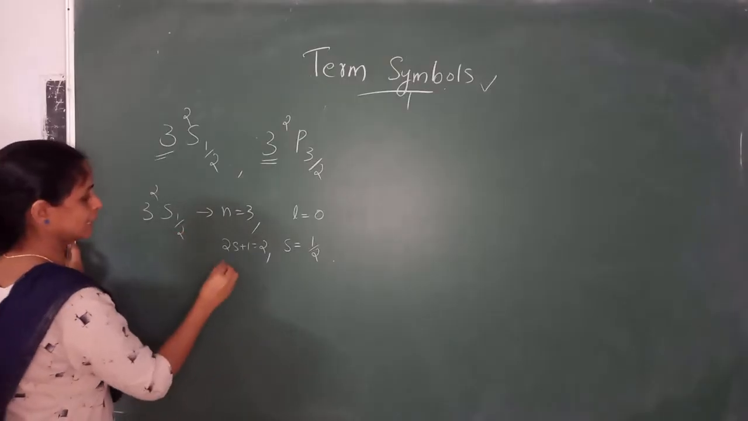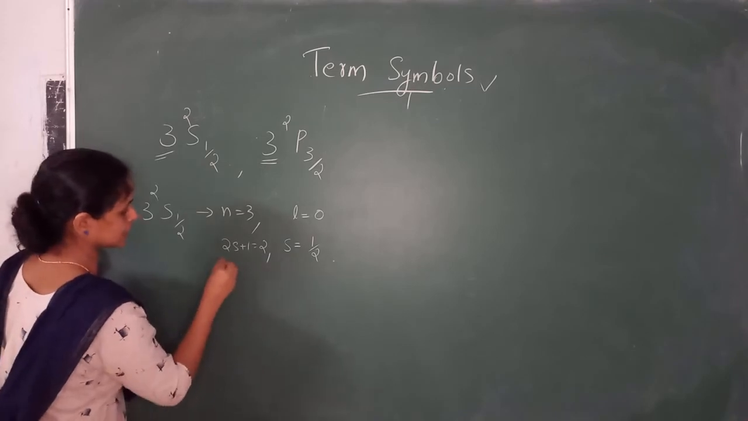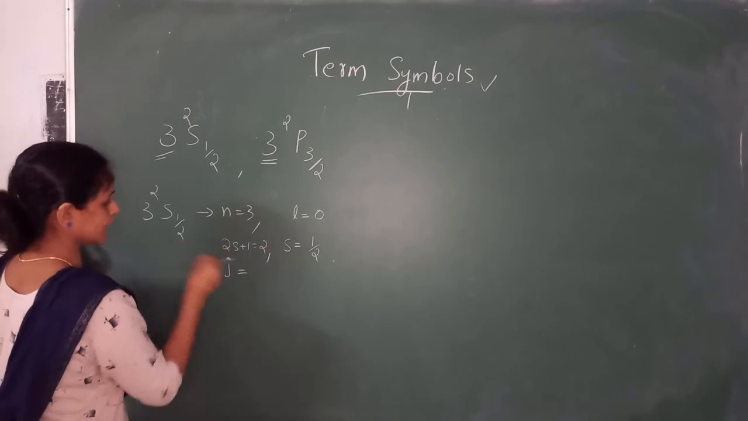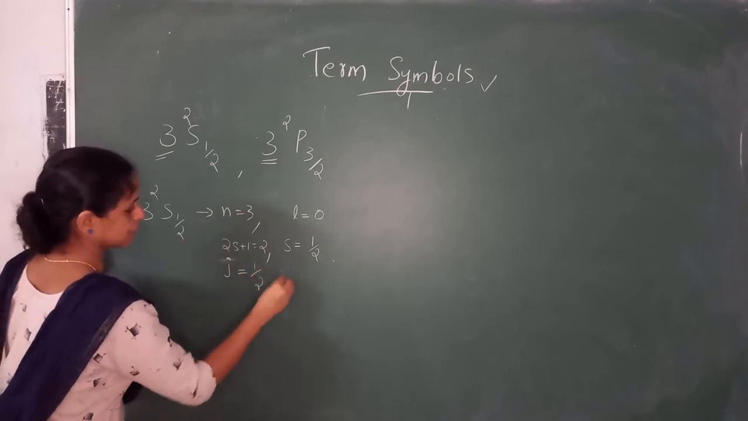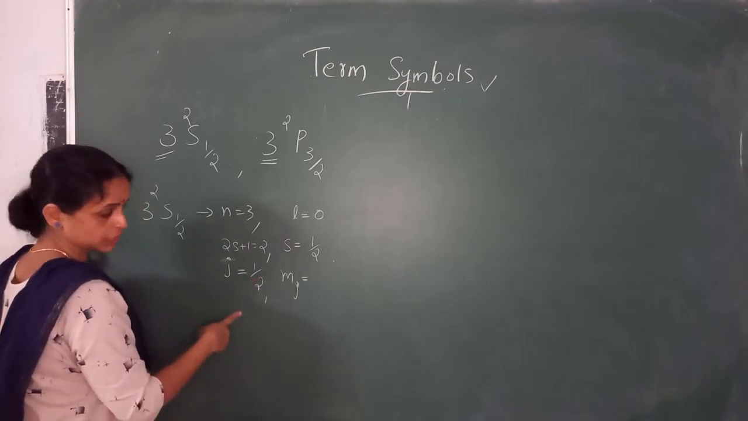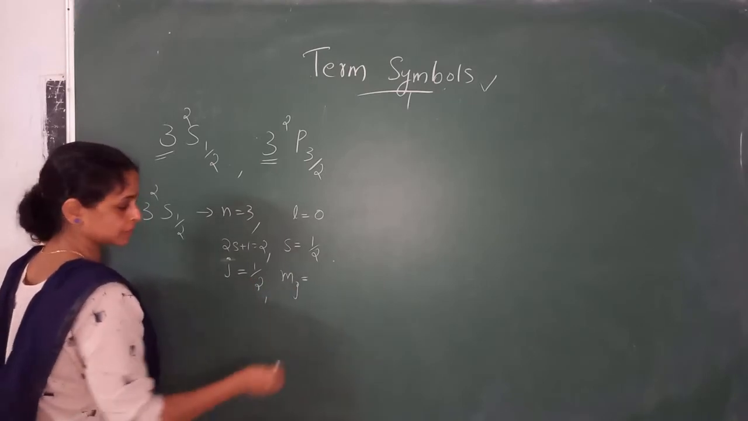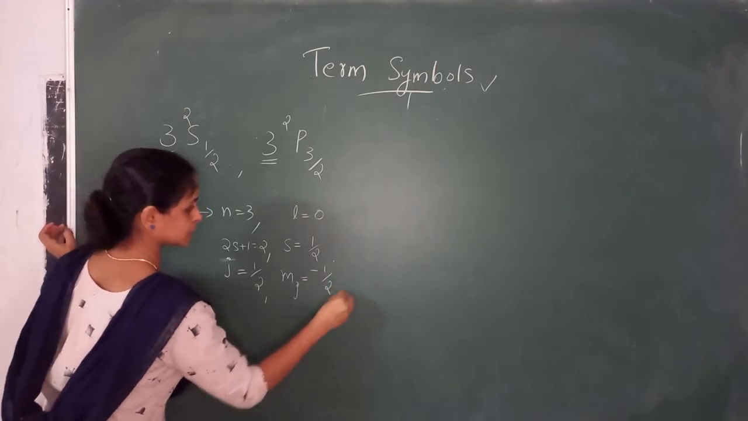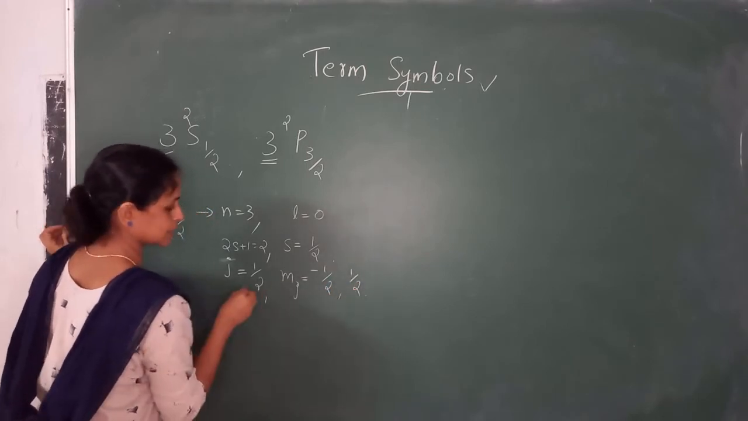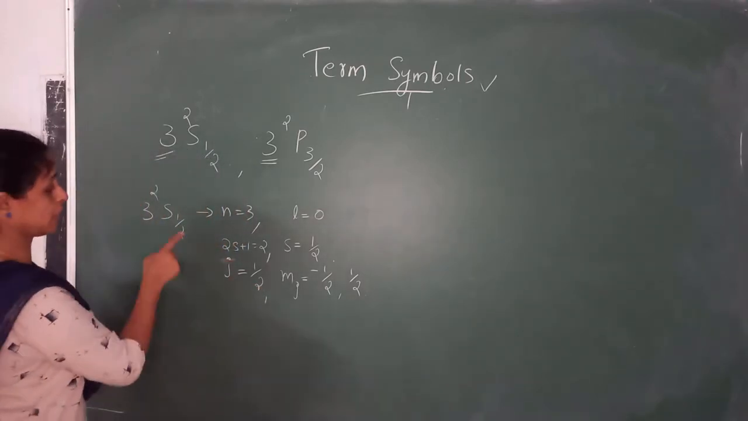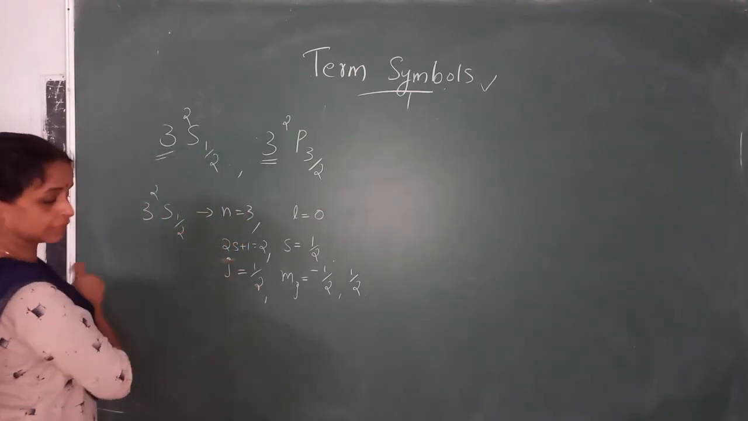Then what is the J value? J is equal to half. Then Mj will take values minus J, etc., up to plus J. That is minus 1 by 2 to plus half. That is the plus J itself. So only you have half. J equal to half here.